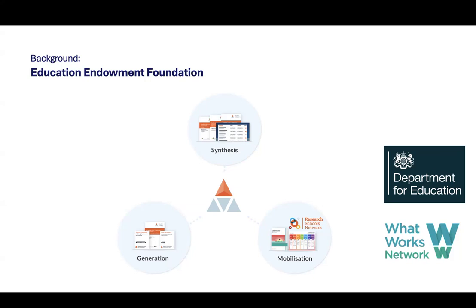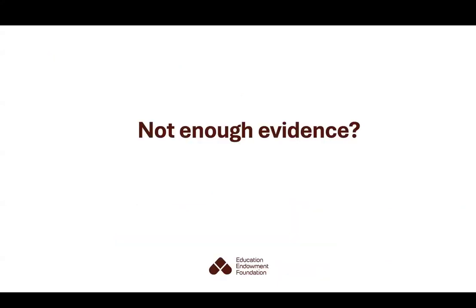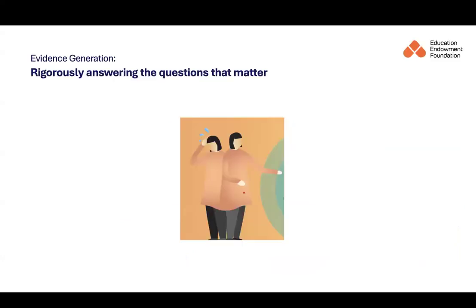And really, what we're trying to do is solve those problems that I talked about on the first slide. So, problem one, not enough evidence. And the bulk of our endowment is really trying to solve this problem. So, a very common circumstance in the English education system is you have a teacher that has identified a challenge that they're facing, and they have two different solutions, and they don't know which of those solutions they should choose.